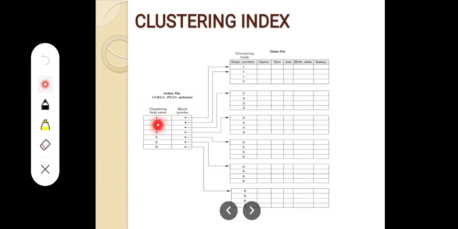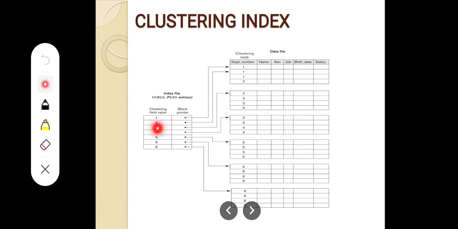One more thing I have left out, the block pointer, look at here. For clustering field value 1, the block pointer is pointing to the first block. Okay, for the clustering field value 2, the block pointer is again pointing to here. Why is it here? Because the 2 is available. The first occurrence of 2 is happening in which block? See, this block. Okay, so that is why the reference for the clustering field 2 is pointed here.